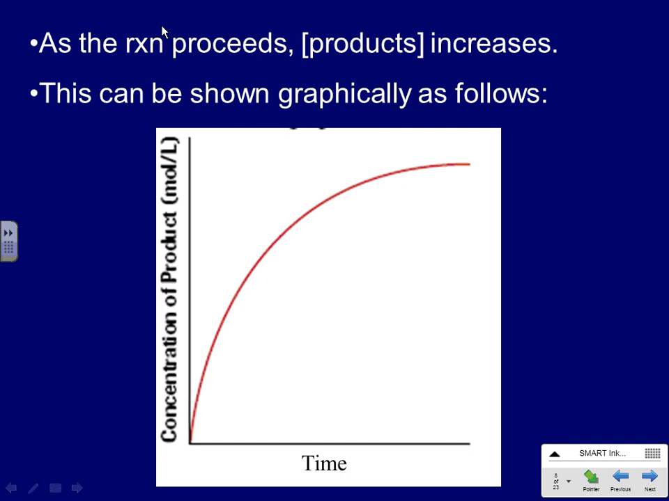I should actually get rid of that slide and just draw it on every time. So just write the first bullet. As the reaction proceeds, the concentration of the product increases, and you drew that on your last sketch.